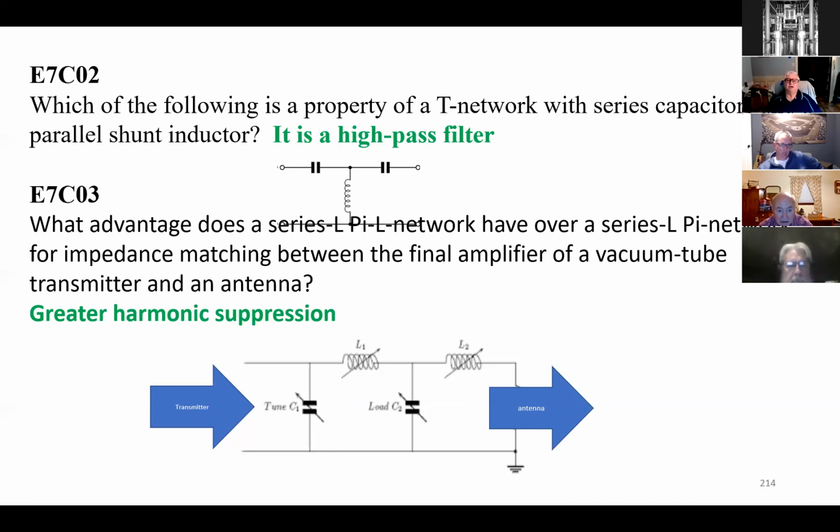Okay, what advantage does a series L pi L network have over a series L pi network for impedance matching between the final amplifier of a vacuum tube transmitter and an antenna? It'd be greater harmonic suppression. And there again, here's your drawing with your adjustable capacitors and the chokes, adjustable coils also, between the transmitter and the antenna.